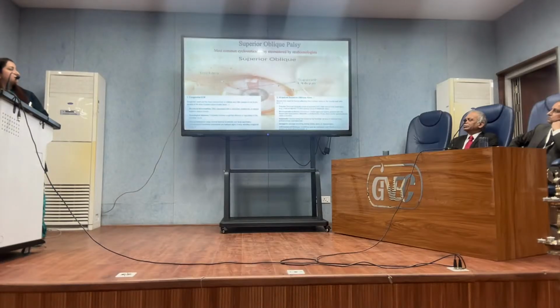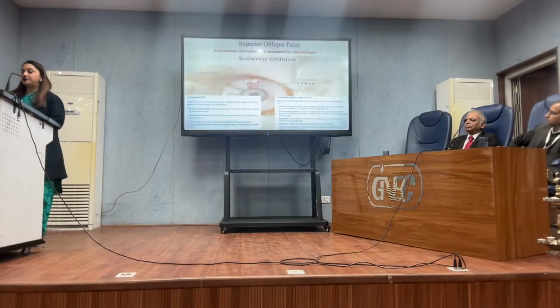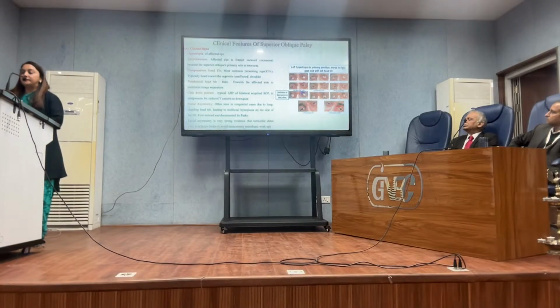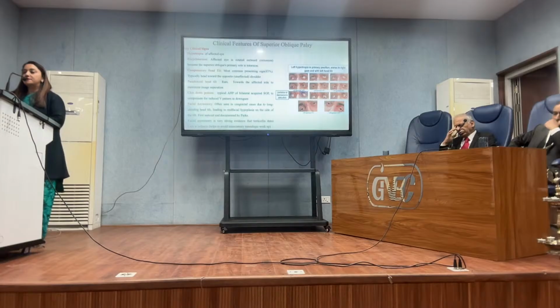Coming to the acquired cases of superior oblique palsy, the causes could be trauma, microvascular ischemic, neoplastic, iatrogenic, inflammatory, and infective. The key clinical features of superior oblique palsy, starting with the clinical signs: there's a hypertropia of the affected eye with excyclotorsion, and a compensatory head tilt if carefully looked for. It is the most common presenting sign, present in about 85% of patients. Typically, the head posture would be towards the unaffected shoulder. Some rare cases might have a paradoxical head tilt towards the affected side to maximize the image separation.